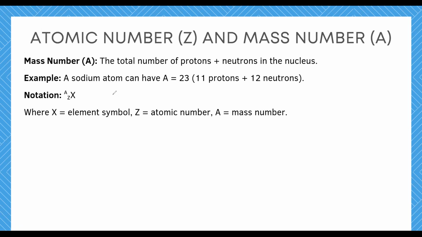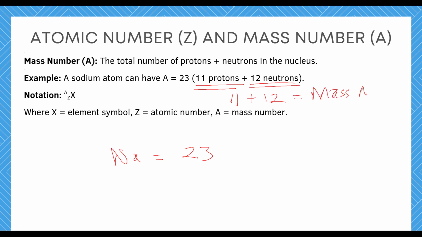For example, sodium, which is an element on the periodic table, has a mass number of 23. The number of protons that it has is 11, and the number of neutrons that it has is 12. So when you know the number of protons and the number of neutrons, when you add both of them together, it gives you the mass number.